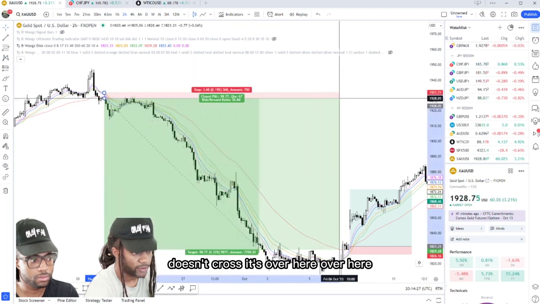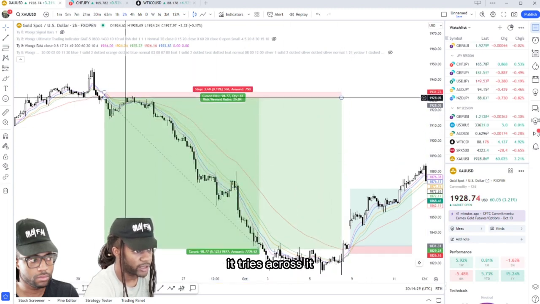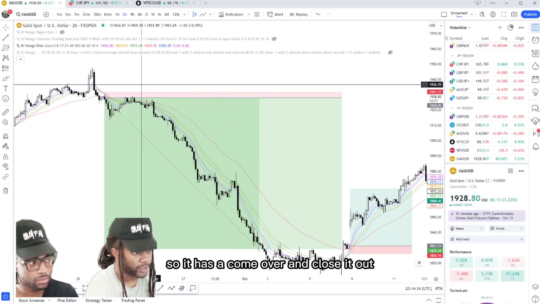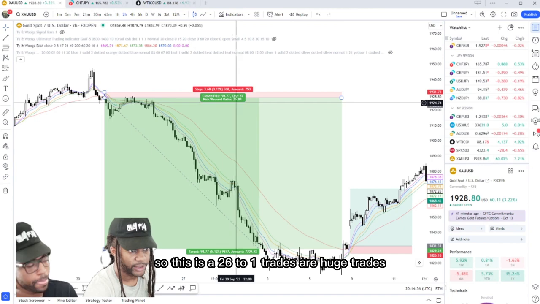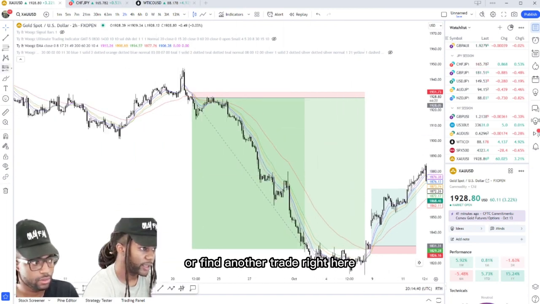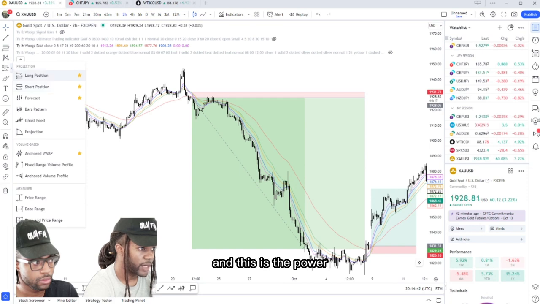It doesn't cross it until over there. Over here, it tries to cross it, but it comes right back down in one candle. So it has to come over it and close it out. So this is a 26-to-1 trade. These are huge trades. We'll find another trade right here. And this is the power of just trading with the trend and knowing which way the trend is going.